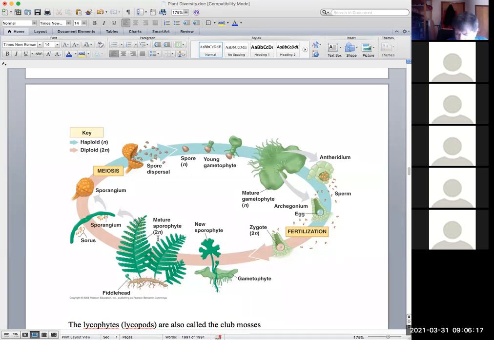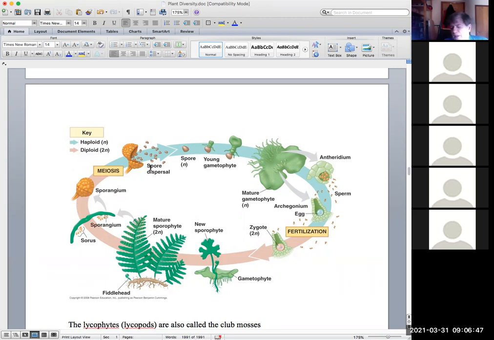If we look at the underside of the leaf, which we call a frond on a fern, there is a sporangium. The sporangium makes spores and releases those spores. The spores are single-celled. Notice we have a color key up here. The sporangium is diploid. The spores are haploid.